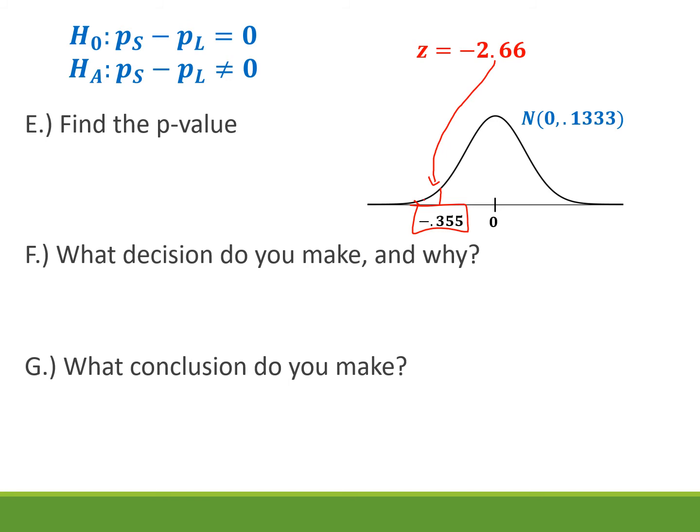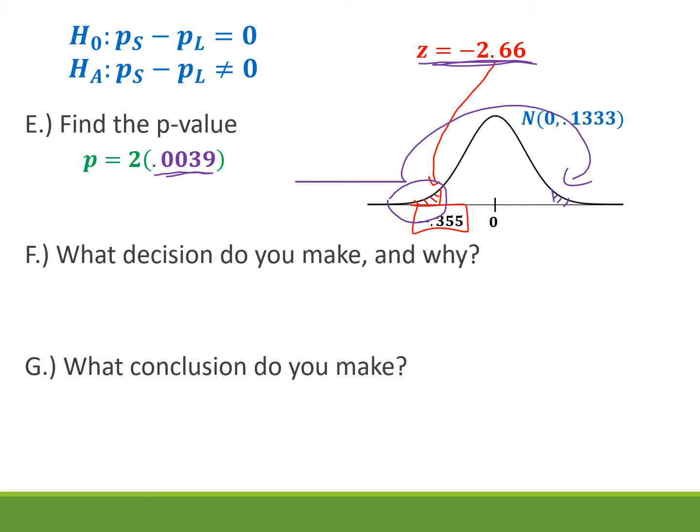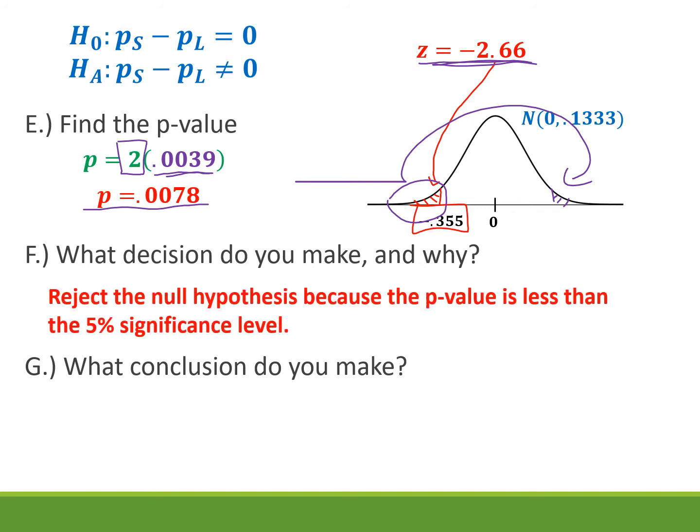We're just going to look up that z-score in our z-table, and keep in mind that this is a two-tailed test. So whatever we have on this side of the curve is also going to be on the other side. When we look this up, we get a p-value of 0.0039, and because it's also on this side, we have to double it. So 2 times that gives us our actual p-value for the full test, 0.0078. That's going to lead us to reject the null hypothesis because that p-value is smaller than the 5% significance level.